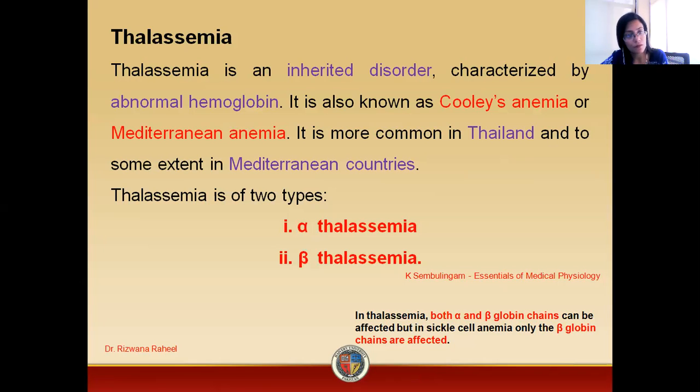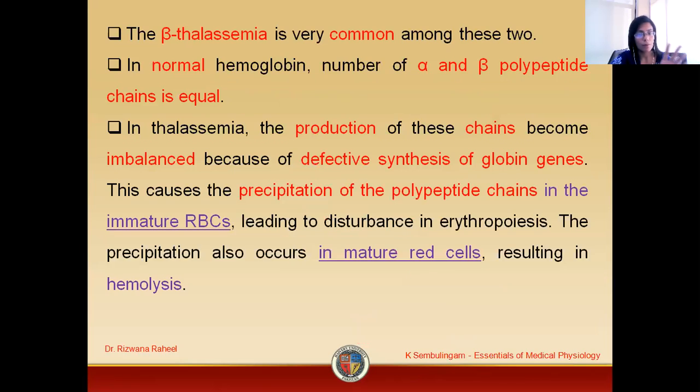There are two types of thalassemia. First one is alpha thalassemia, second one is beta thalassemia. So the major difference which you should remember between sickle cell anemia and thalassemia is that in sickle cell anemia, we have beta globin chains which are basically affected, while in case of thalassemia, we have both alpha and beta chains which are affected. Now, coming towards the detail, but before this, you must know that beta thalassemia is most common.